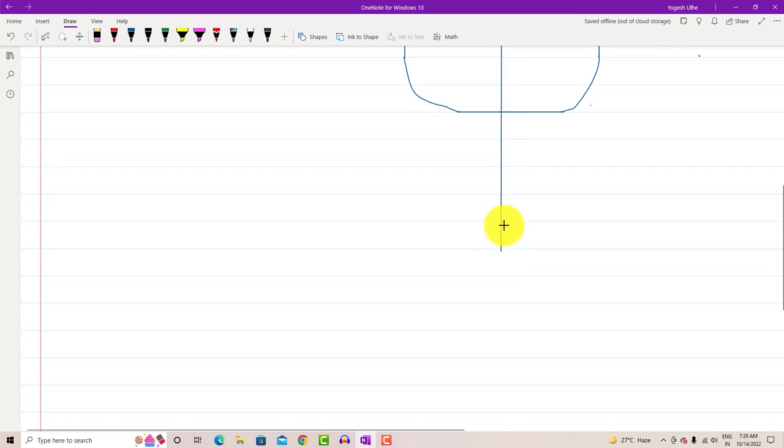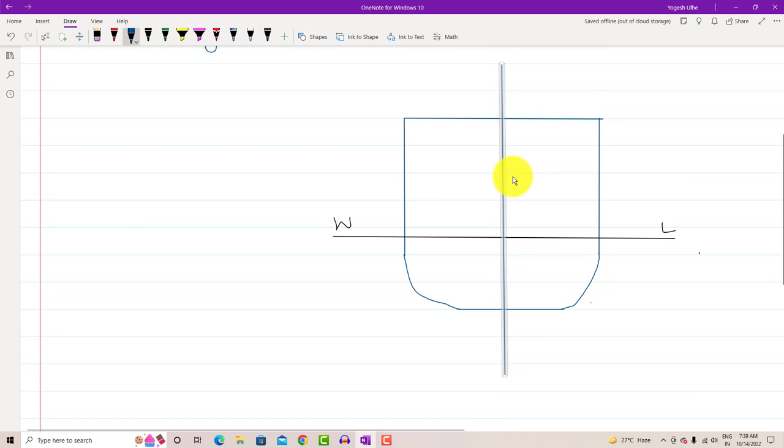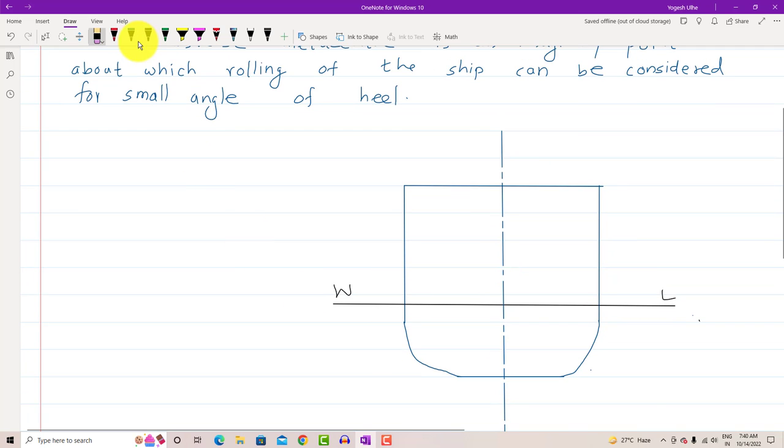How to draw the center line, we have studied: bigger line, smaller line, bigger line, smaller line. In this way we have drawn the center line of the vessel. L, and inside that L we will have a C. Now try to see the scenario here, what we have to do and how we are going to approach.